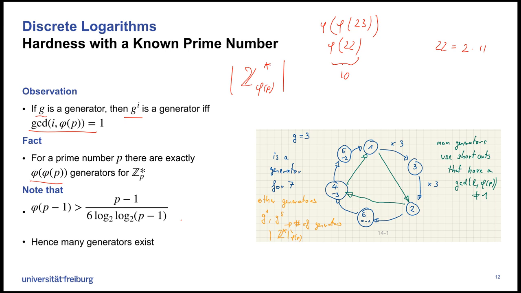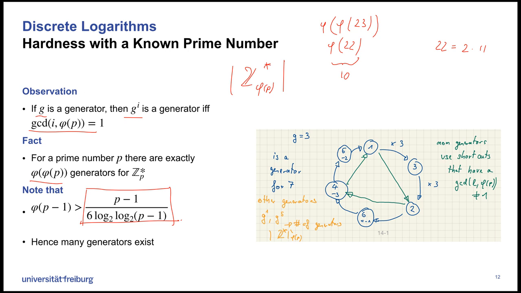In general, you can prove that this number is larger than P minus 1 divided by 6 times the logarithm of the logarithm of P minus 1. Now, the logarithm of a logarithm is a very small number. So in practice, you cannot distinguish that from a constant.